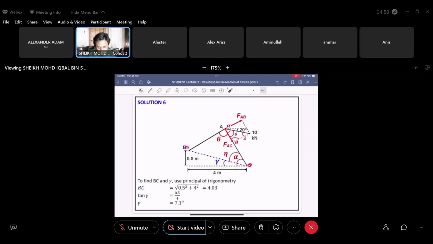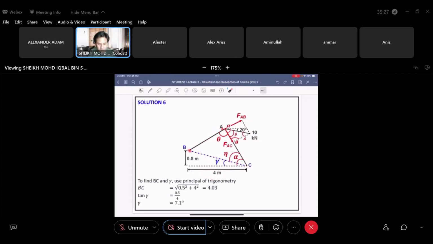Okay, so once we have BC here, which is 4.03, we can solve the second triangle here, right? Because this is what we found, which is 4.03. This is already given in the question, which is 2. And this is also given in the question, which is 3, right? So we have the magnitudes for AB, AC, and BC.